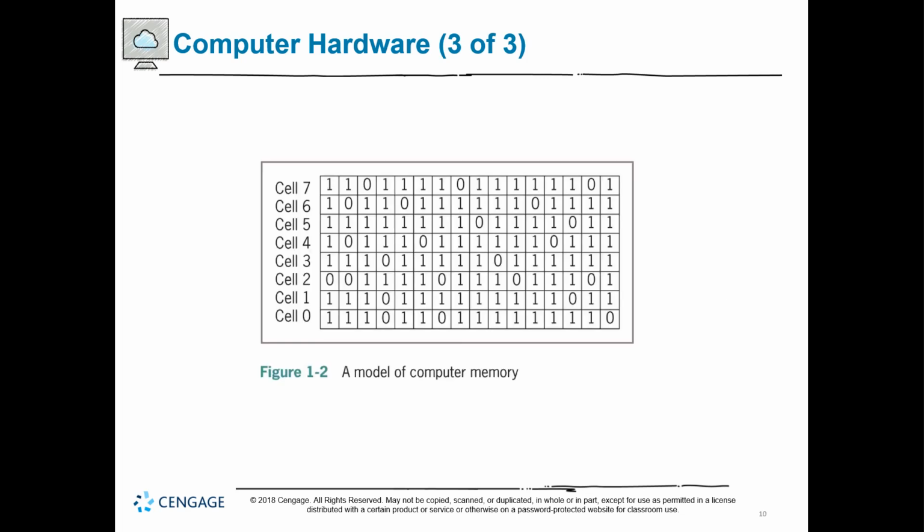Here we have a row of cells and a column of ones and zeros. This essentially is what computer memory looks like. We can convert everything to a digital format represented by ones and zeros. And this is how memory actually looks.